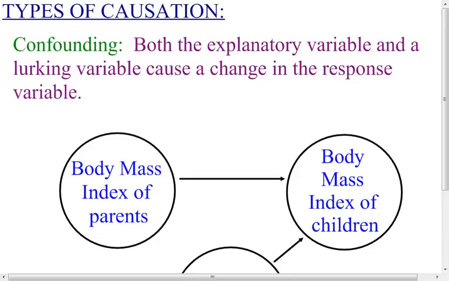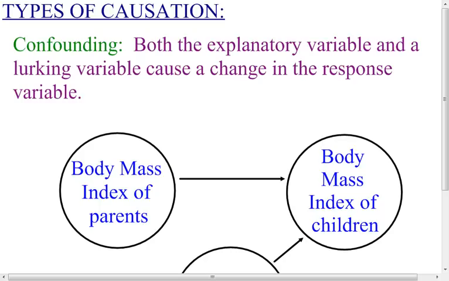And then there is what is called confounding, which means that the one definitely causes a change in the other, but there's also a third party that affects it. Okay, so if I look at this, the body mass index of parents definitely causes a body mass index in children. Okay, that's hereditary. Body mass index, some of it is hereditary. There's a piece of it that's hereditary. So there's definitely a cause and effect relationship there.